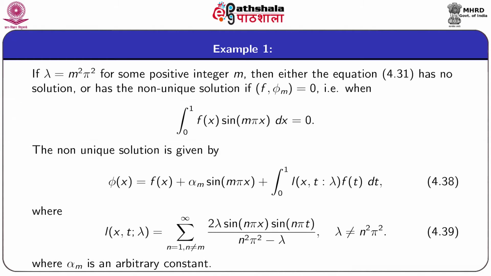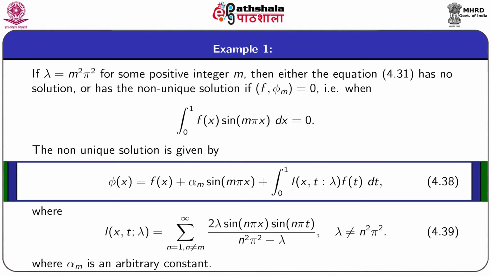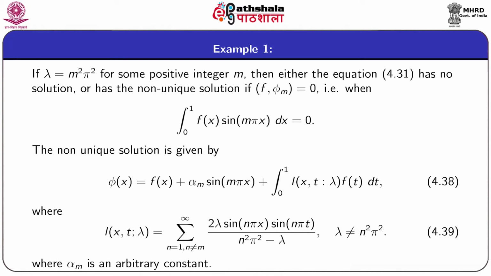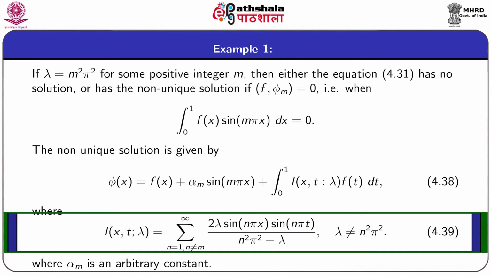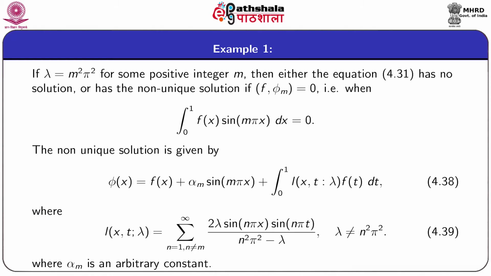If this happens, then a non-unique solution of the given integral equation will exist, and this non-unique solution is given by phi(x) equal to f(x) plus alpha_m sin(m pi x) plus integral 0 to 1 L(x, t; lambda) f(t) dt, as given by equation 4.38, where the function L(x, t; lambda) is given by summation n equal to 1 to infinity, n not equal to m, of 2 lambda sin(n pi x) sin(n pi t) divided by (n square pi square minus lambda), and lambda is not equal to n square pi square, as given by equation 4.39, and alpha_m appearing in equation 4.38 is an arbitrary constant.